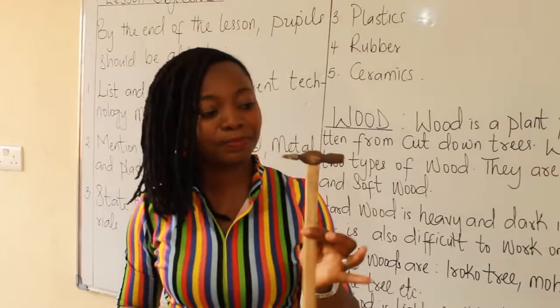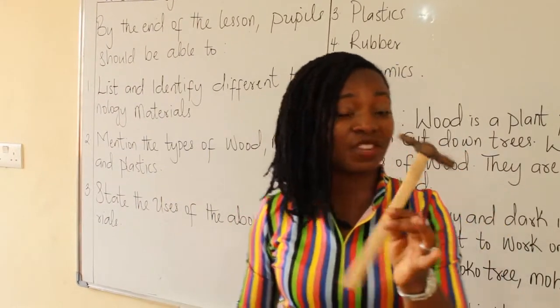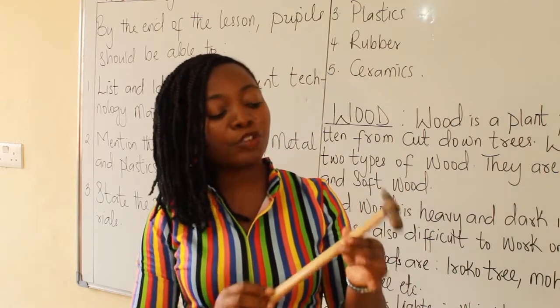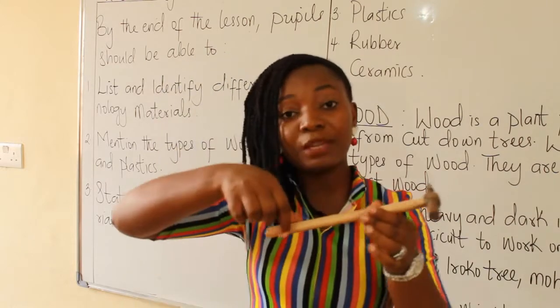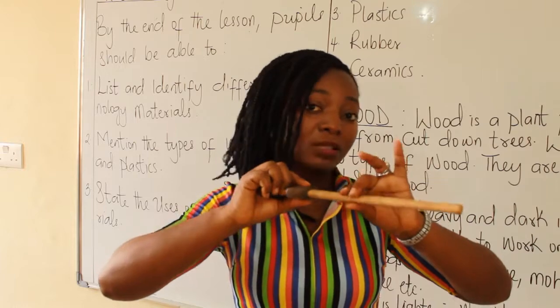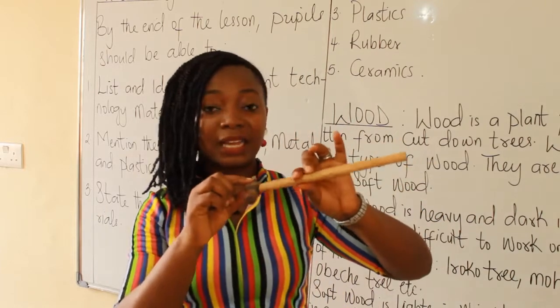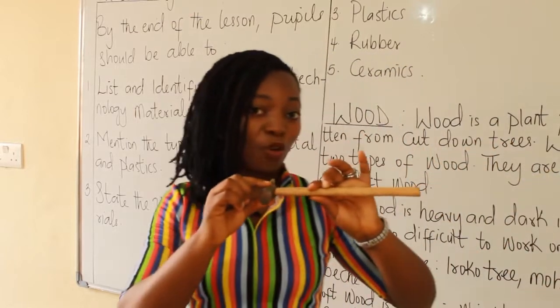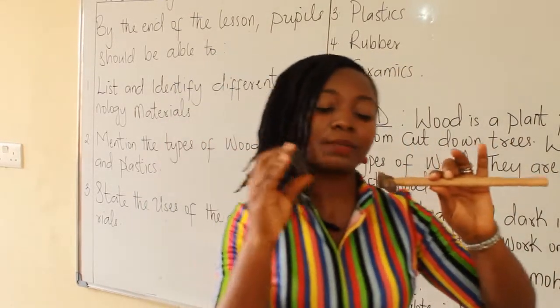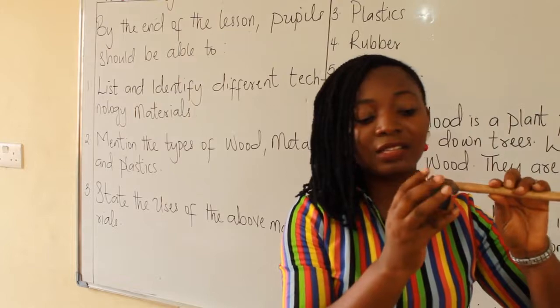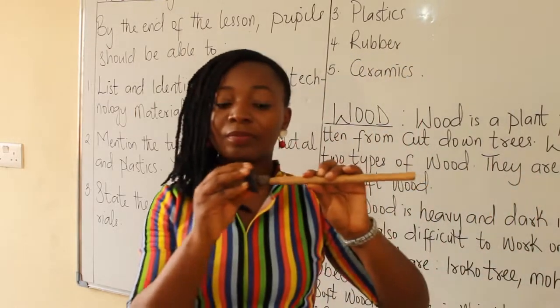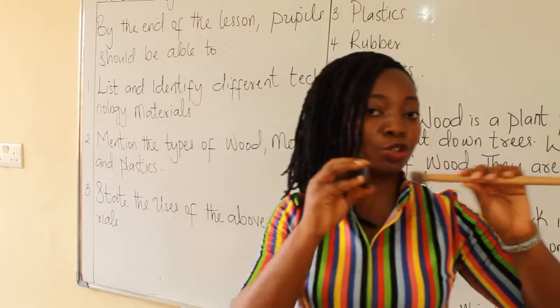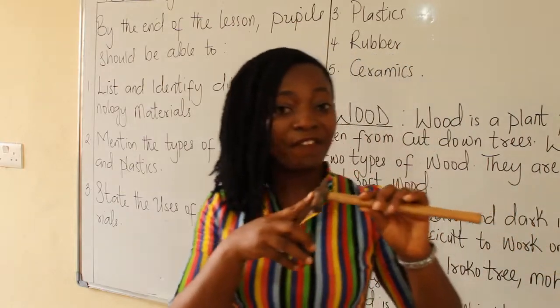This is a hammer. I believe you've seen a hammer before. It's made up of two materials: the wooden parts and the metallic parts. Now, let's see if the metal here is ferrous or non-ferrous using a magnet. Can you see that? It attracts. There's a force of attraction between the two, and so this is a ferrous metal.